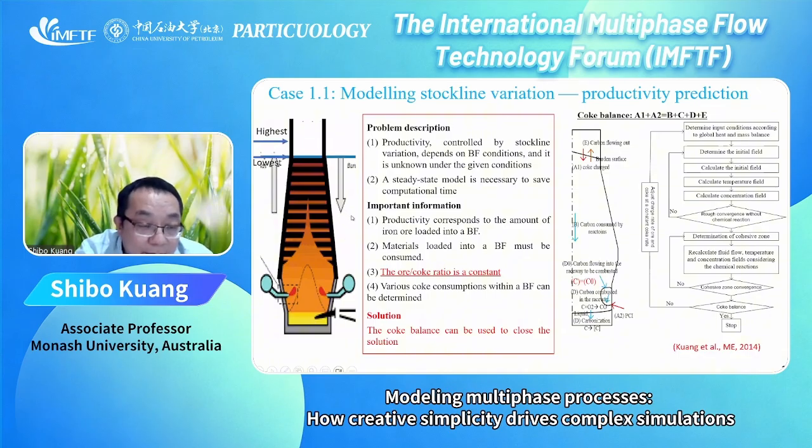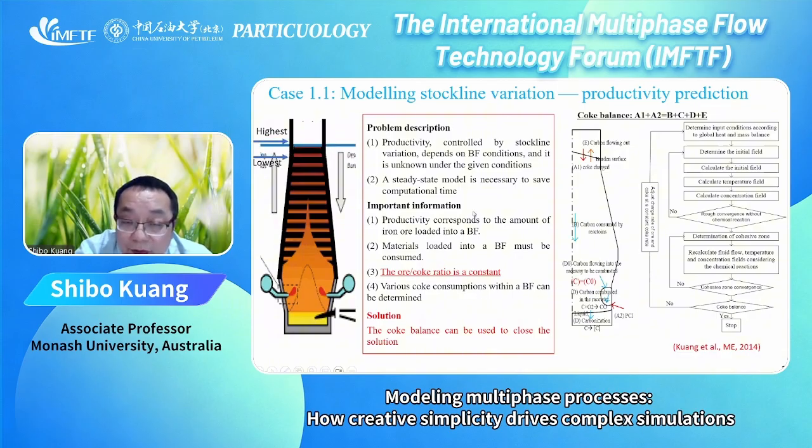However, it has been a long challenge to predict productivity, and there is no clear idea how to establish an equation to predict this variable. So in our research, after comprehensive analysis, we realized that in the blast furnace we have critical information we can use as a closure relation. That is, the coke to ore ratio is a constant. And this information can be combined with coke consumption, which can be determined once we simulate the blast furnace.